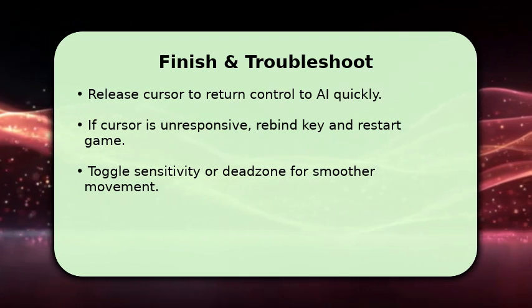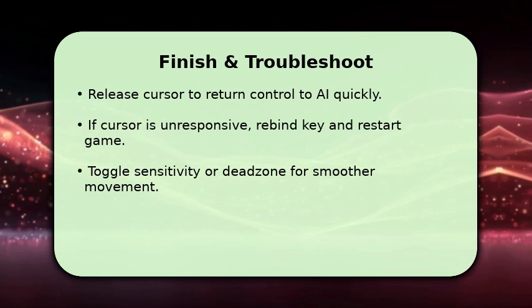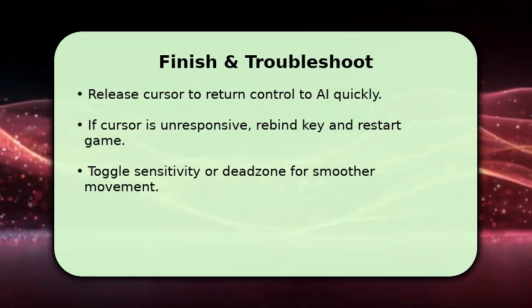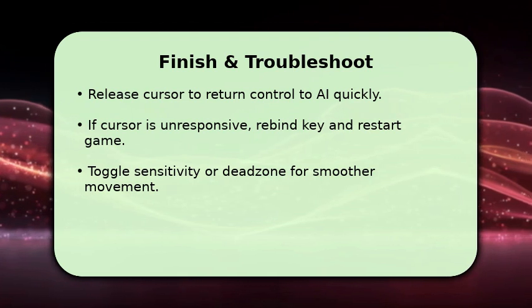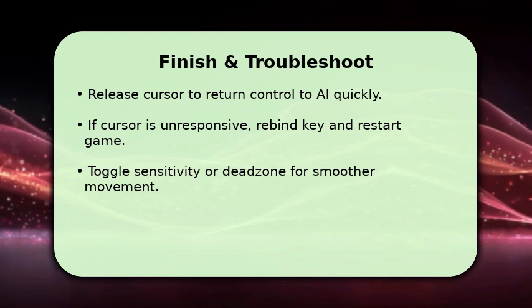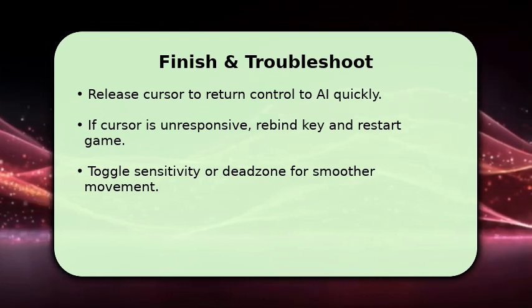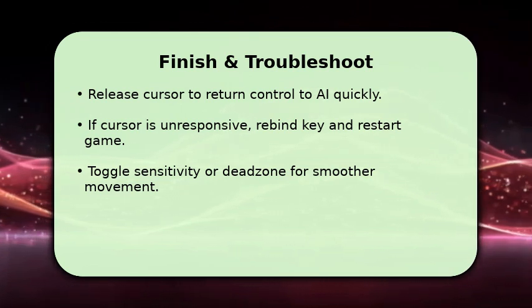If the cursor becomes unresponsive, rebind the key, check controller connections, and restart the game to clear input glitches. If movement feels twitchy, adjust cursor sensitivity or controller dead zone in settings for smoother aiming. One troubleshooting tip: when saves fail, toggle the feature off and on again, and test in a low-pressure practice drill before your next match.